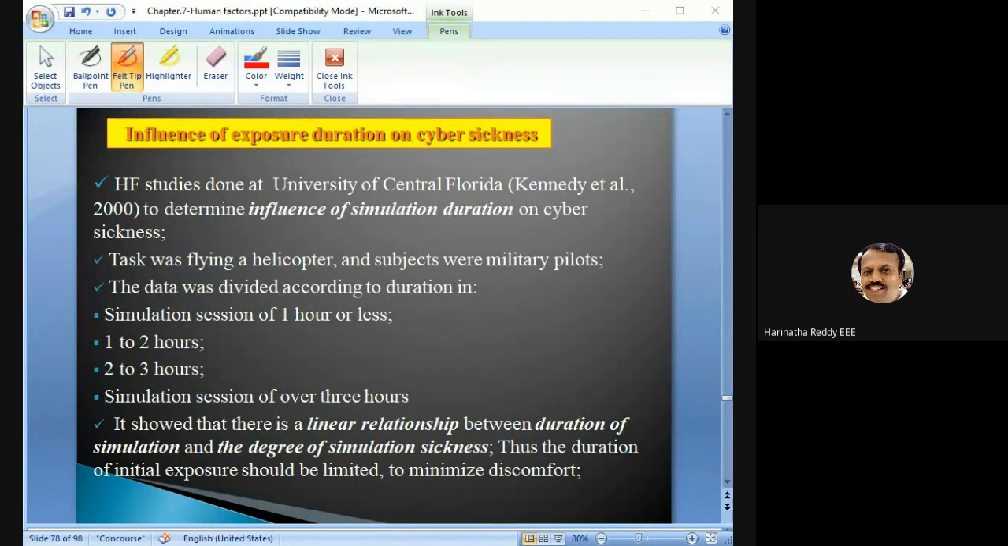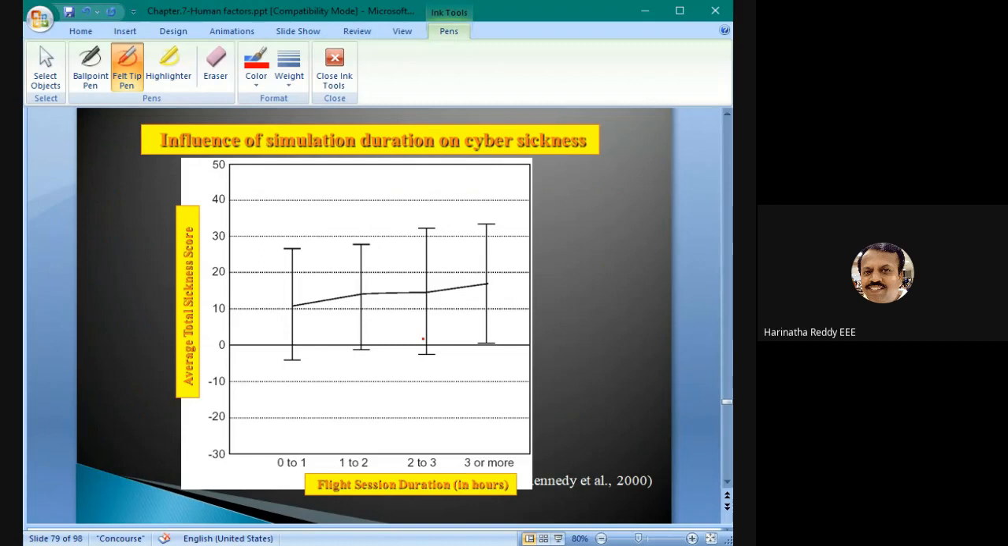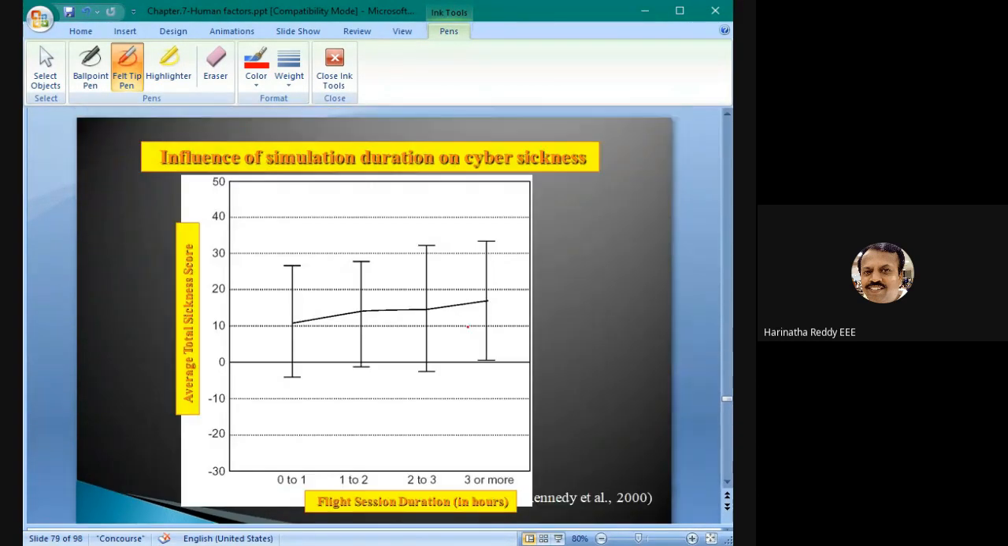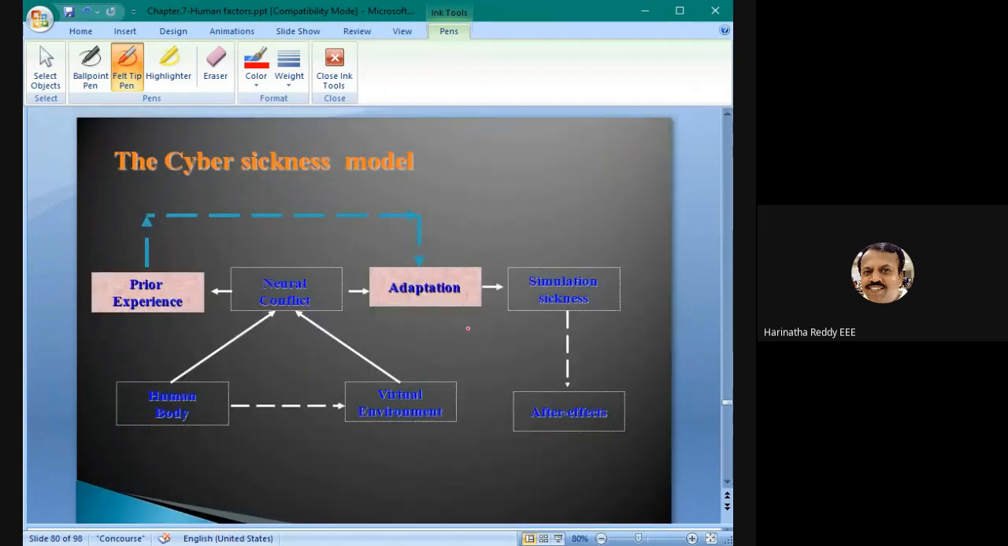This is about the influence of duration. See here, that is the statistics: average total sickness score. As the duration is increased, for 0 to 1 hours the sickness score is less. But when you consider 1 to 2 hours, the sickness score is increasing. Similarly, for 2 to 3 or even 3 or more hours, we observe that the total sickness score is increasing. Hence, we say that the influence of simulation exposure duration is a linear relation. I hope you understand.